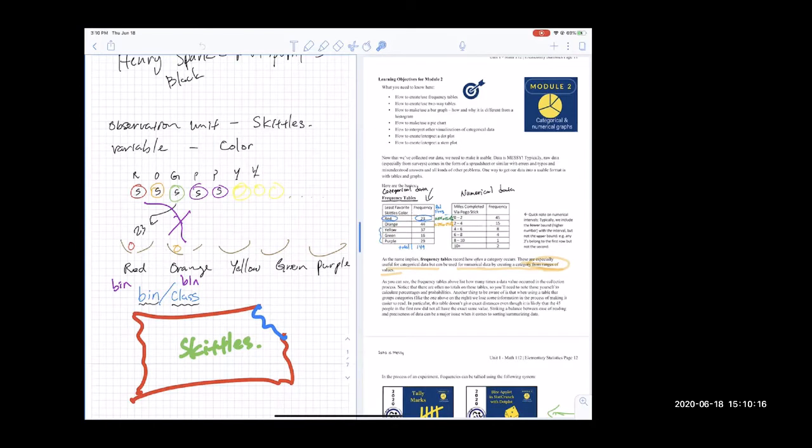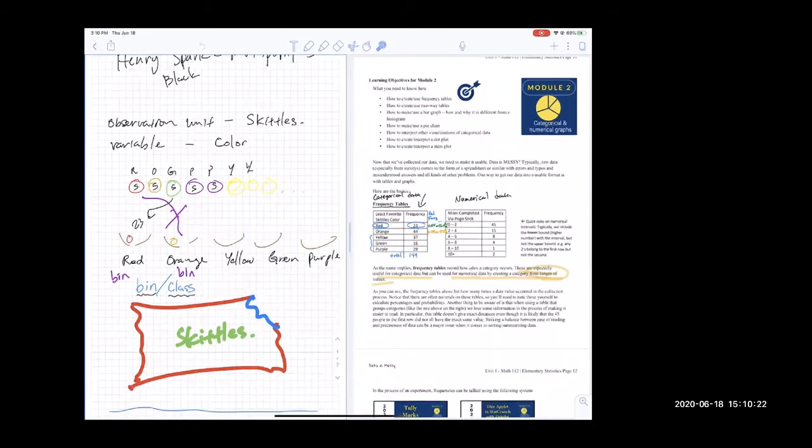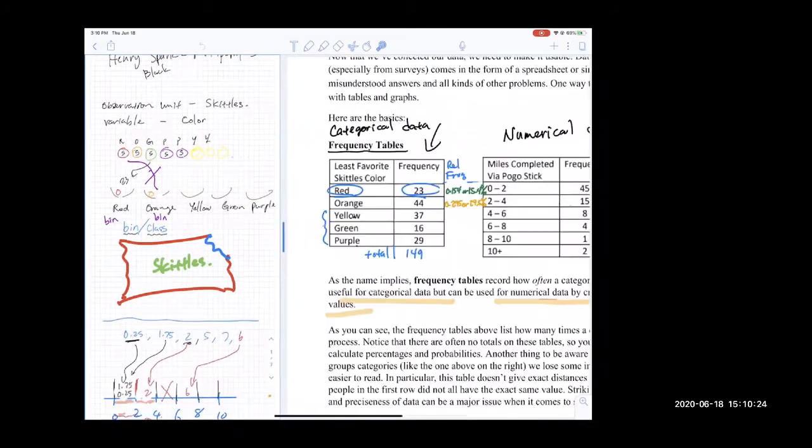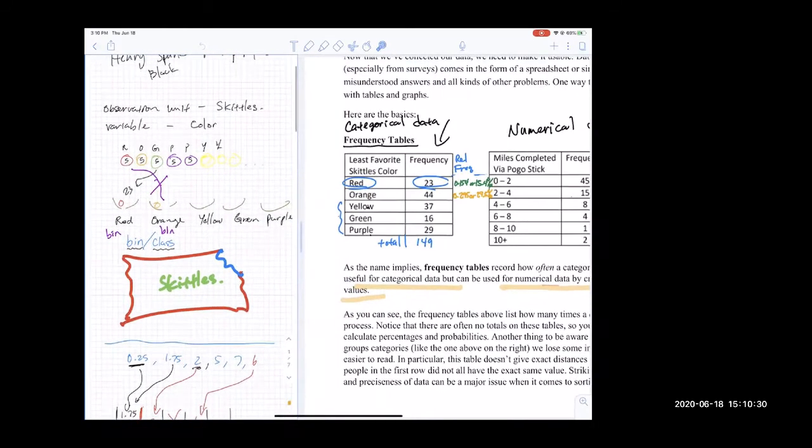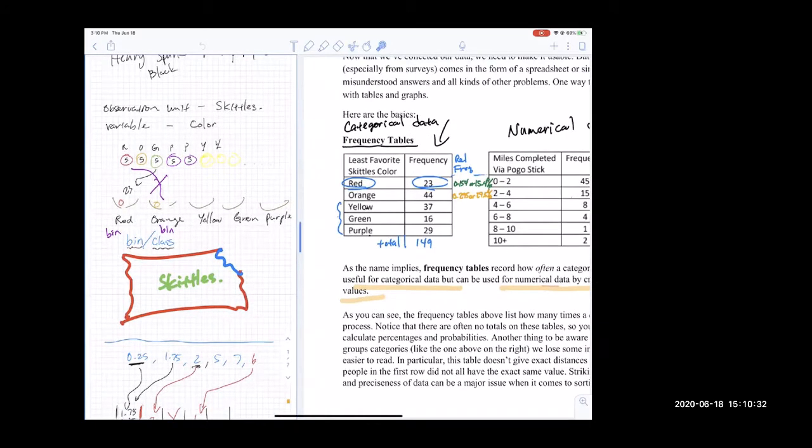I say the bin is actually distinct here, okay? Because when we look at this categorical data that deals with Skittles, with the frequency, normally when you're collecting data, what do you do? If we want to figure out what portion of your bag of Skittles contains red, orange, yellow, green, or purple, what do you do? You open a bag of Skittles, right?